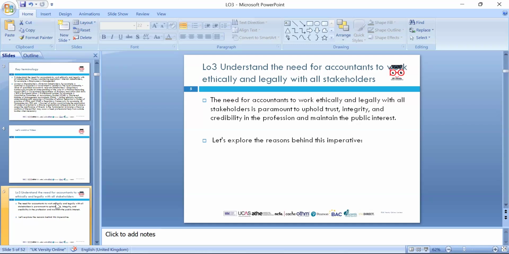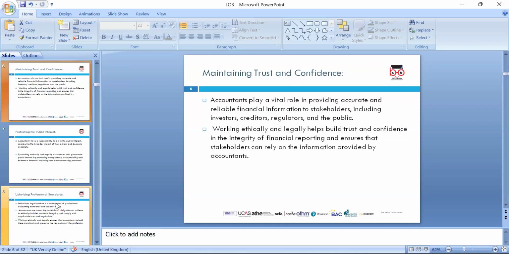We need to be professional, and we boost the professional impact on society, and we have to work in the wider interest of society. Really, we need to maintain the trust and the confidence. Accountants play a vital role in providing accurate and reliable financial information to stakeholders, including investors, creditors, regulators, and the public. We need to work ethically and legally to build trust and confidence in the integrity of financial reporting.